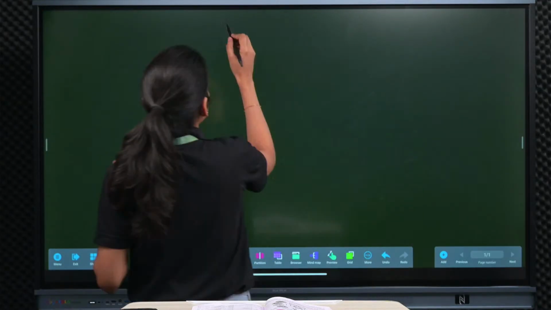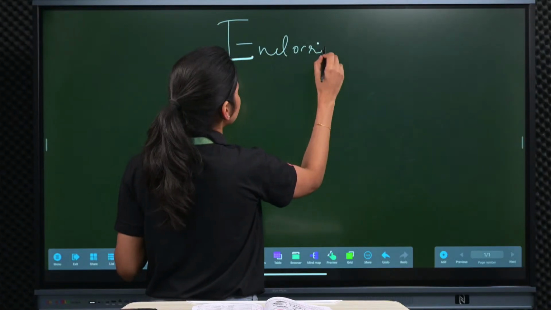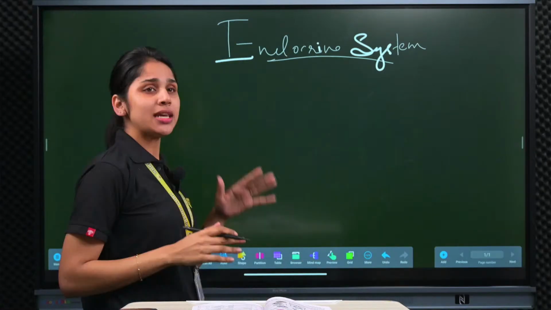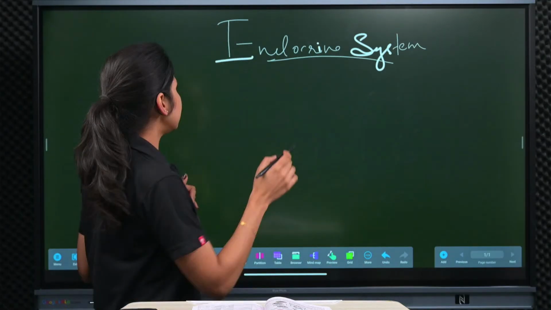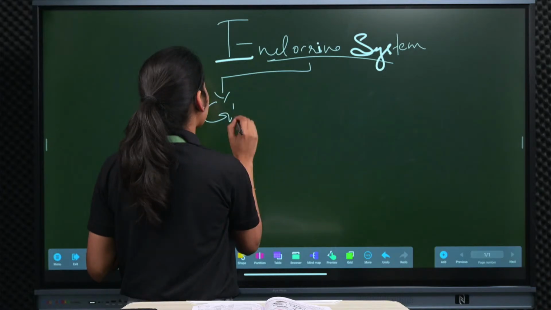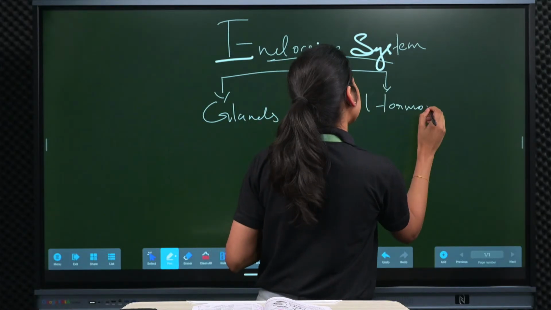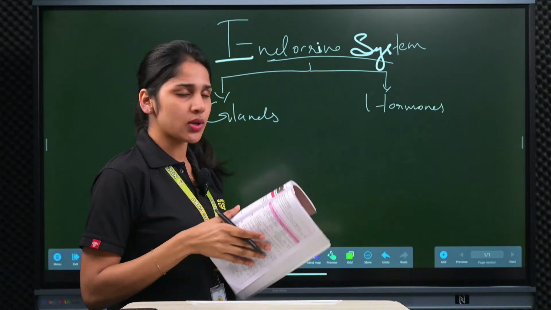Next, we are detailing all the glands. I told you what glands come under the endocrine system, so next we are moving on to all the glands. Our topic is the endocrine system, the glands which come under it, and the hormones. So today's topic is the glands and the hormones. We are learning about which glands come under this endocrine system.